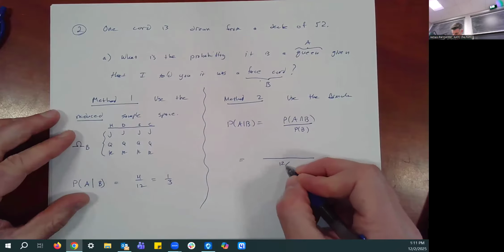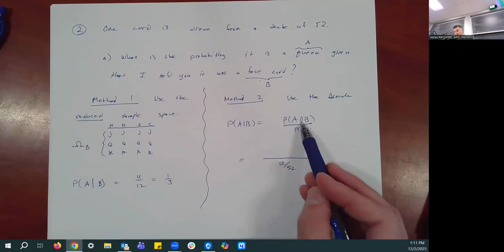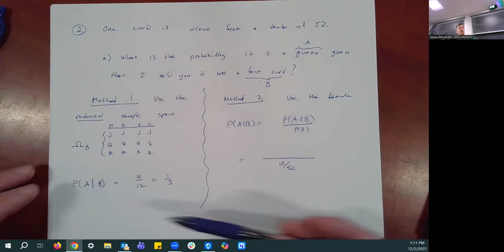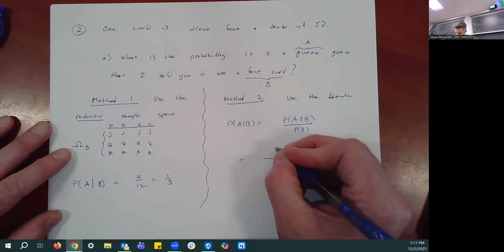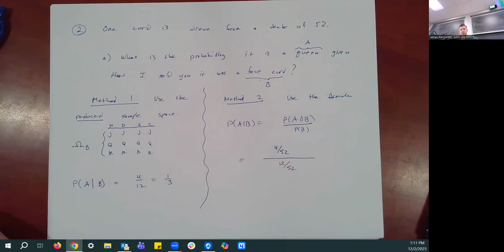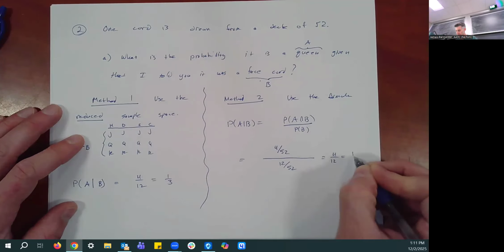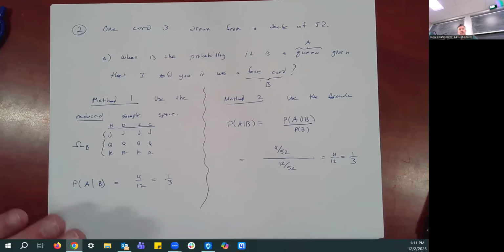Okay, A intersect B, that's getting a face card and getting a queen. Oftentimes, this will just be the one thing that's the smaller thing, right? Getting a face card and getting a queen means you got a queen. So how many queens are there? Well, there's four queens in the deck, so it's exactly 4 out of 52. But 4 out of 52 over 12 out of 52, the 52s cancel, and you get 4 out of 12, which is 1/3. Either way is fine. I like this when it works, but this is also totally good.